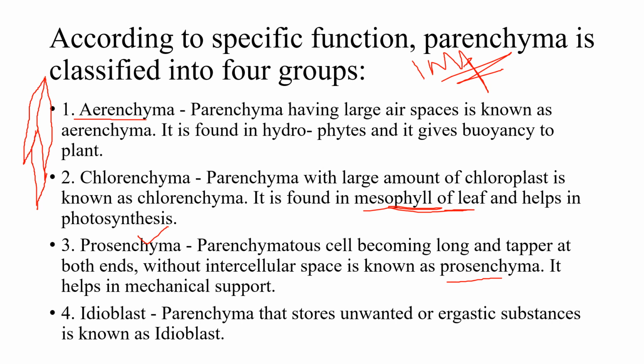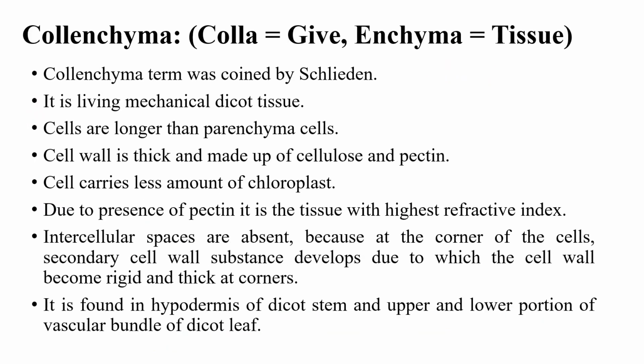So these are long cells without intercellular space, known as prosenchyma. It provides mechanical support to the plant. Then idioblast: parenchyma that stores unwanted or ergastic substances of the plant body is known as idioblast. Next, collenchyma. The term collenchyma was coined by Schleiden. It is a living mechanical tissue of dicots.